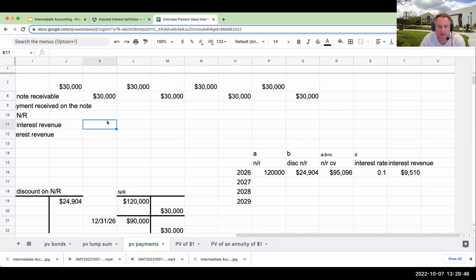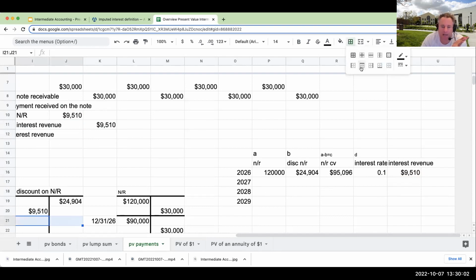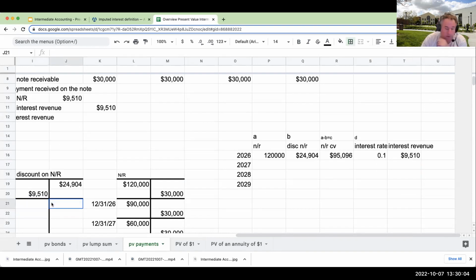When I record this, again for the end of 2026, I'm going to credit interest revenue and debit the discount on notes receivable. So my ending balance on the discount on notes receivable is going to be 15,394. So let's go to the second year.